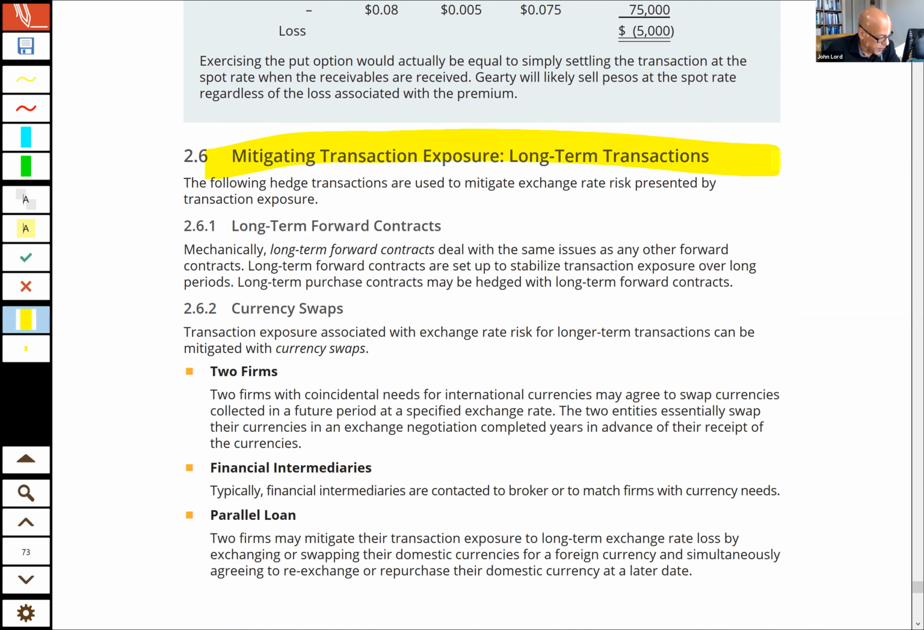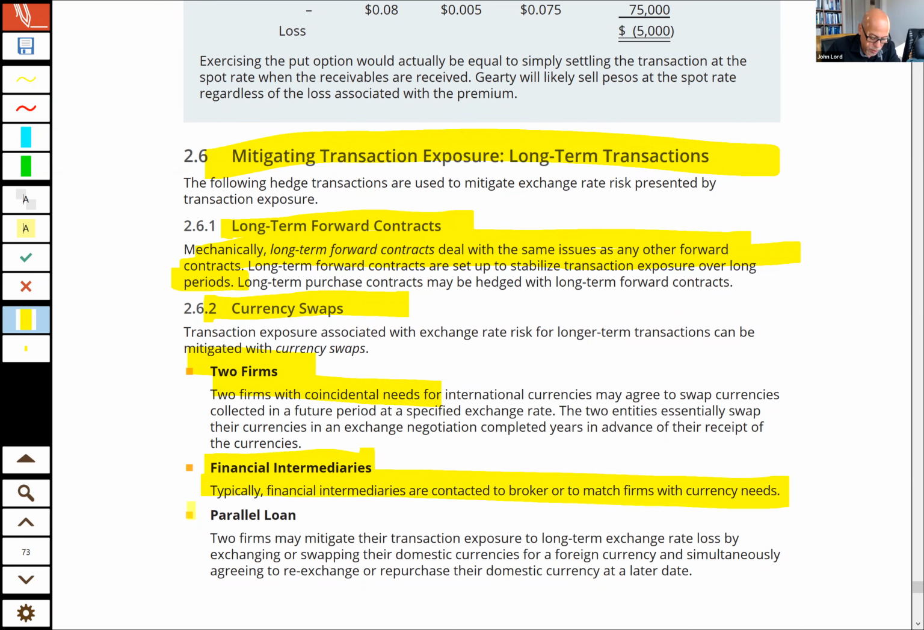Okay, and we have long-term forward contracts. Basically, they're set up for transactions that are going to be over longer periods. And then you can also have currency swaps. You can have currency swaps between two firms with coincidental needs. Financial intermediaries offer swaps through a broker. And then you can do something like a parallel loan.